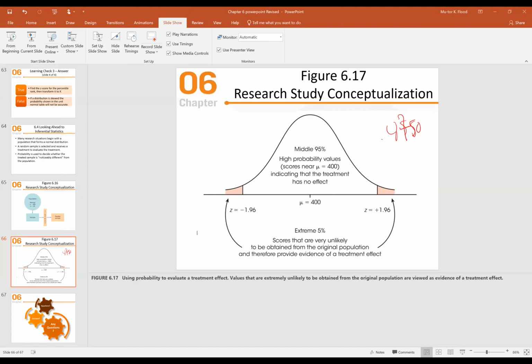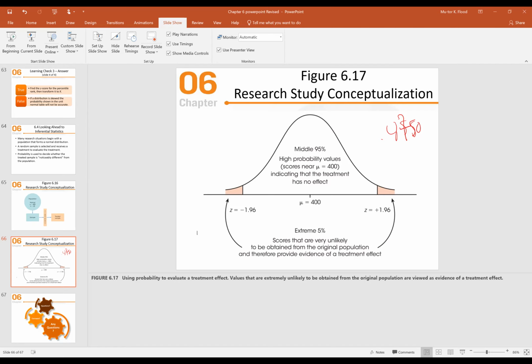we said anything that was a z-score of 2 or higher was an extreme score. Now we're being a little bit more specific using the z-scores. We're saying the middle 95% of scores are going to represent very highly probable values that we should be able to get, because the scores are relatively near to the population mean of 400. And if we find something that is in the middle 95%, that indicates the treatment doesn't have any kind of effect. It doesn't work.